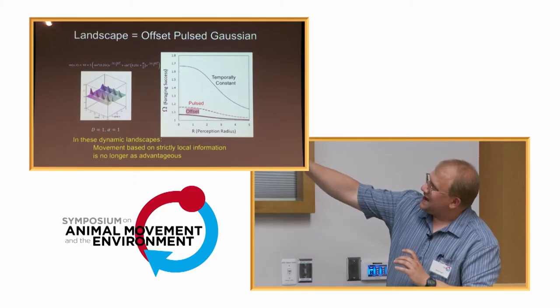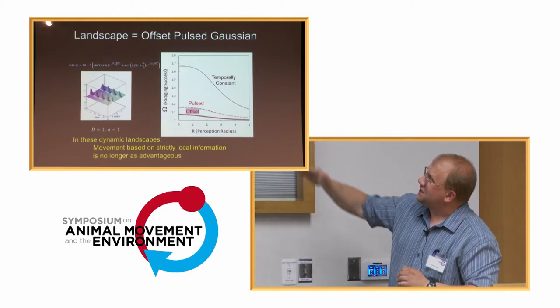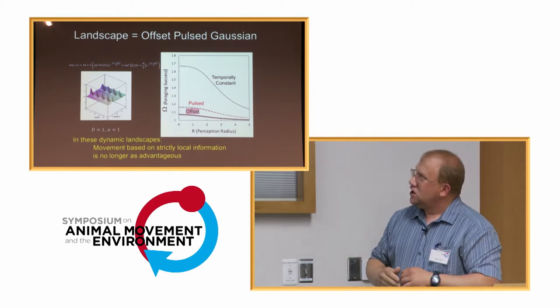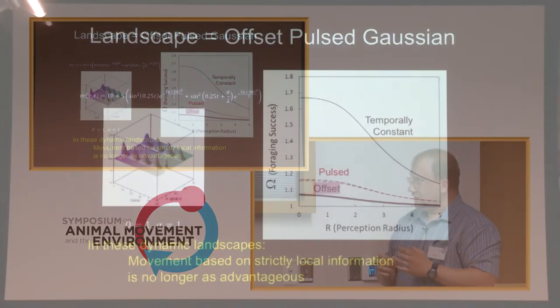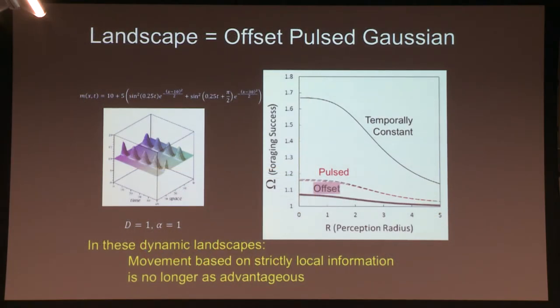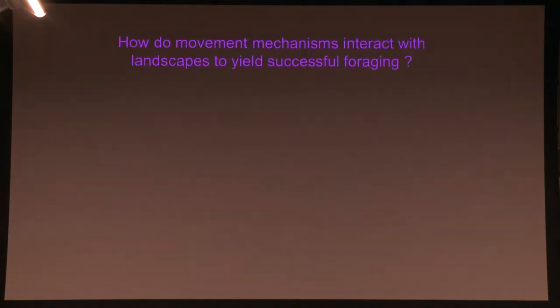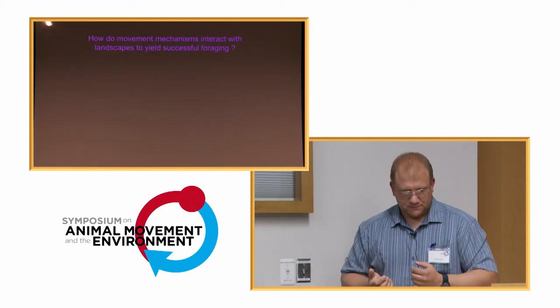As you make the dynamics more and more complicated, what you see there is the curve shifting lower and lower. So the movement based on strictly local information is no longer as advantageous. You don't have that steep slope in omega, but you still have the idea that omega is peaked at r equals zero. All right. So let's ask the question in a more sophisticated way now and change things around so that we can explore different kinds of movement mechanisms operating in the same landscape.